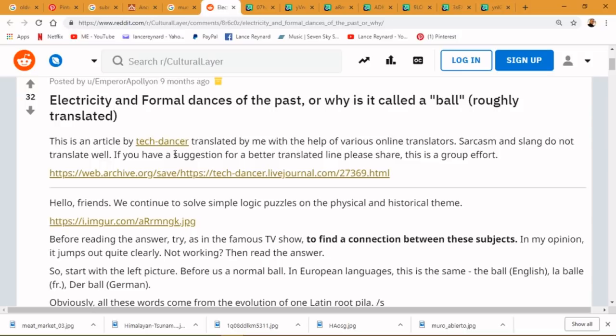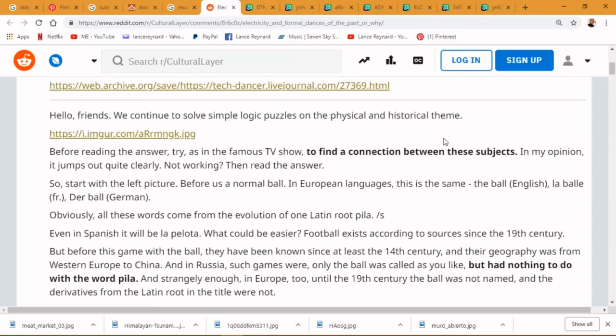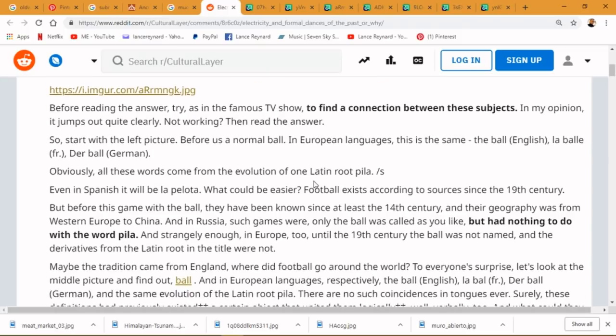This is an article by Tech Dancer, translated by me with the help of various online translators. Sarcasm and slang do not translate well. If you have a suggestion for a better translation, please share the group information. Hello, friends. We will continue to solve this magical algorithm. Before reading the answer, try, as in the famous TV show, to find a connection between these objects. In my opinion, it jumps out quite clearly. Not working? Then read the answer.